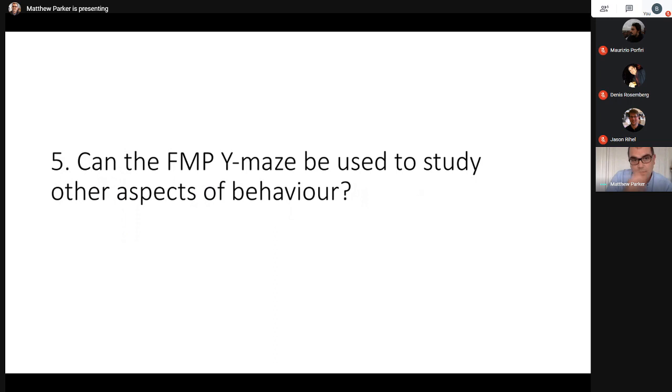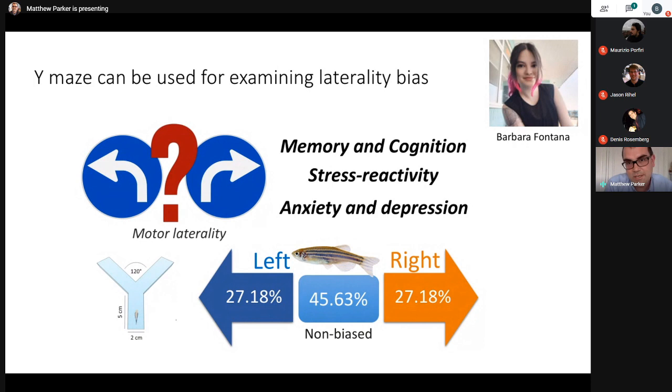Now, as well as looking specifically at memory and the way that the FMPY maze can be used to study memory, we're also interested to know whether we could use the FMPY maze to study other aspects of behaviour. We decided this might be a useful tool for laterality bias. There's a lot of evidence that laterality, left and right bias, and physical, cognitive and motor laterality are related to neuropsychiatric conditions, but also related to basic memory and cognition.